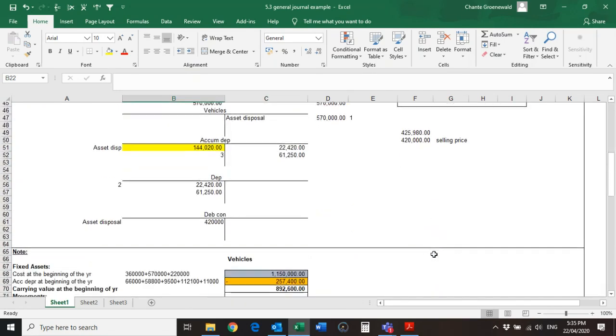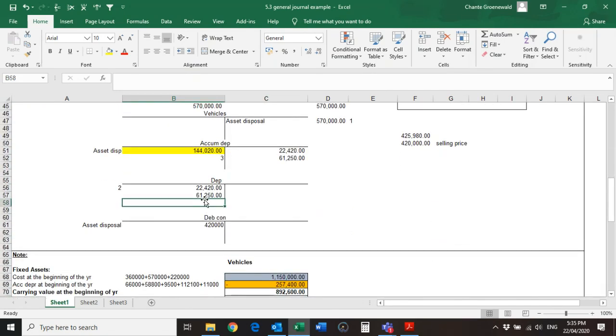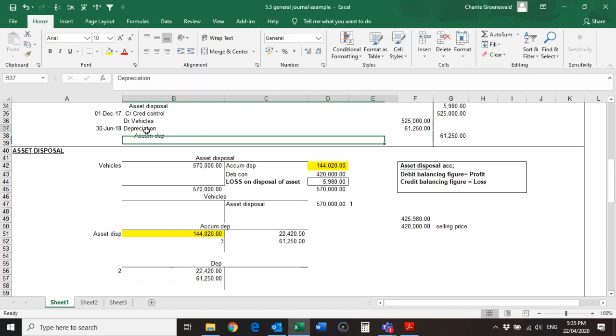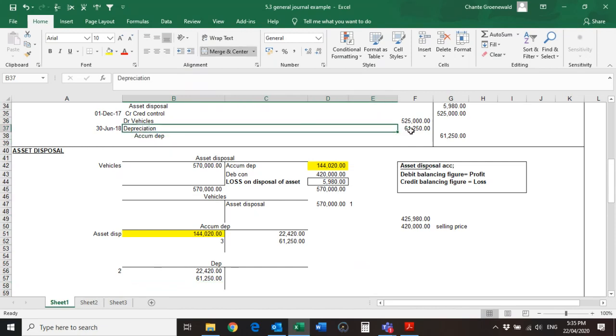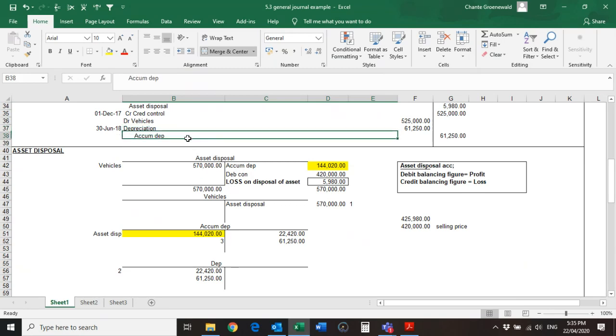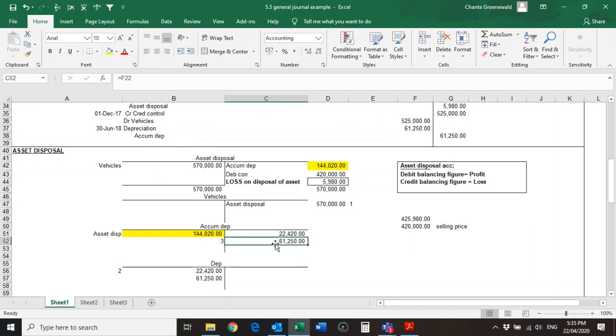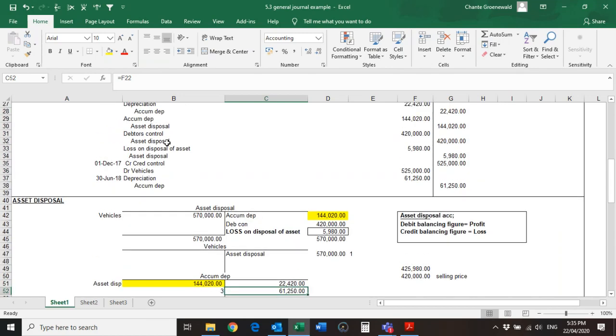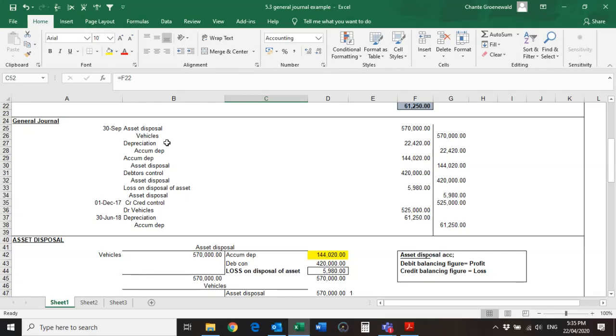How do I account for it? Have a look here. What I did is I debited my depreciation with what amount? The 61,250. Okay, then I credited my accumulated depreciation like I normally would if I account for my depreciation. It is going to be credited. So there I have done my general journal.